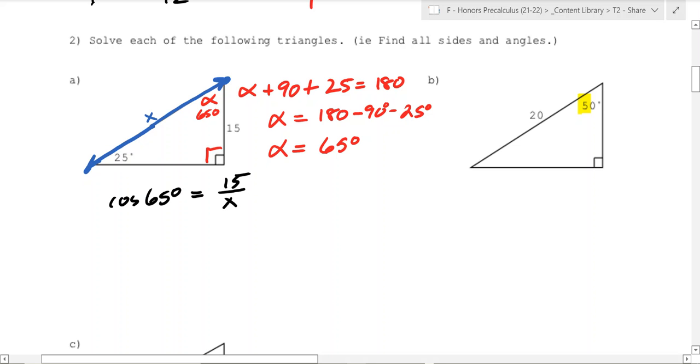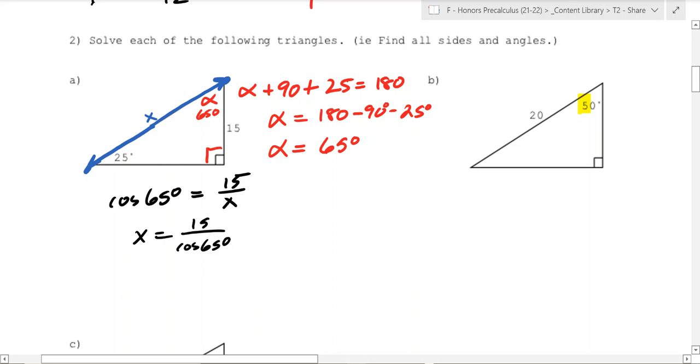Sure. Okay. So then can you solve for x now? Yeah, you can solve for x. Absolutely. So x is equal to 15 over cosine of 65. Is that something you need a calculator for? Yeah.